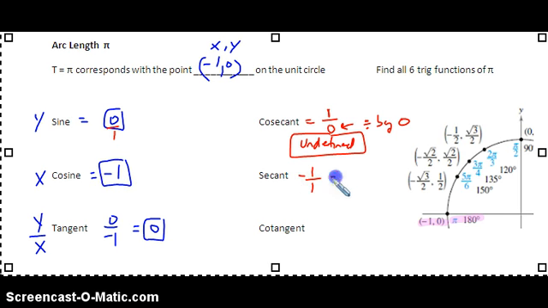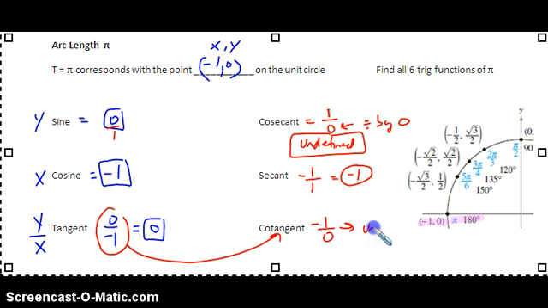Now for the secant, if the cosine is negative 1, the reciprocal of negative 1 is still negative 1. For the cotangent, take the reciprocal of this. If I take the reciprocal of this, it would be negative 1 over 0. Again, I get a divide by 0 error, so this would be undefined.